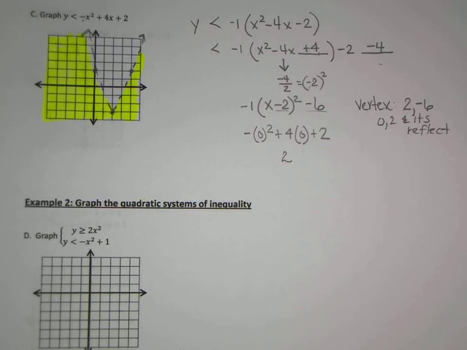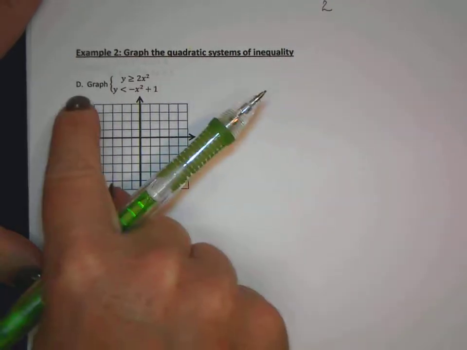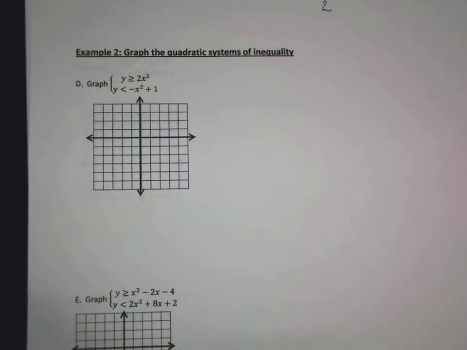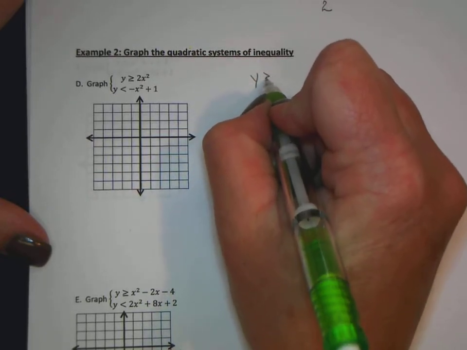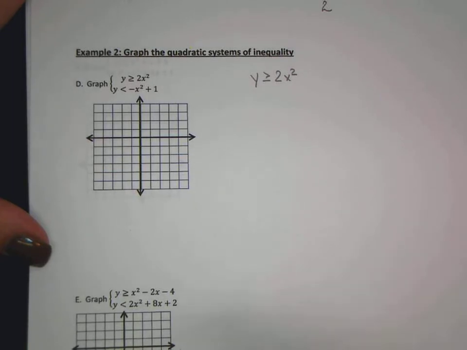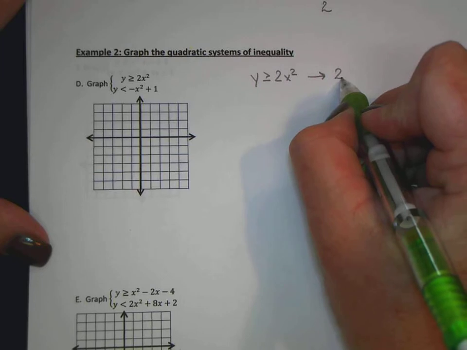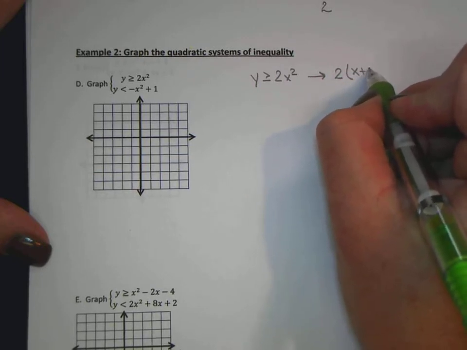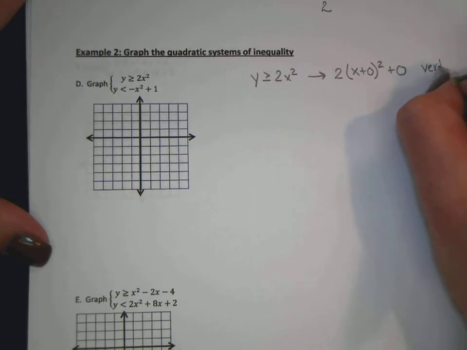Okay? All right, D. Now we're going to be dealing with quadratic systems of inequalities. The same exact concept, except now you're putting 2 on the same graph. So y is greater than or equal to 2x squared. All right, that one looks weird, but remember, the only thing missing is the 0. So it's the same thing as 2(x plus 0) squared plus 0. So what do you know? You know your vertex is 0, 0.